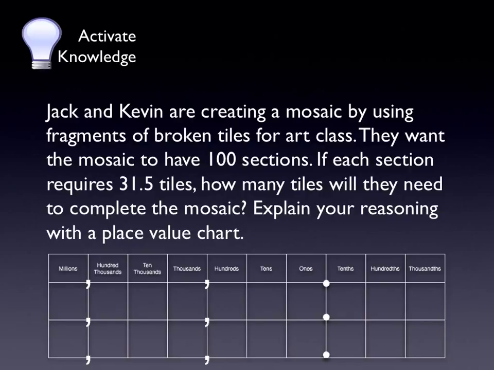So let's go ahead and put our number, 31 5/10, here. We remember they're going to have 100 sections with 31 5/10 tiles, so we're going to be doing multiplication, which means we're going to be moving to the left by 2 place value sections. So 1, 2, and we're going to need a placeholder here. So they are going to actually need 3,150 tiles.